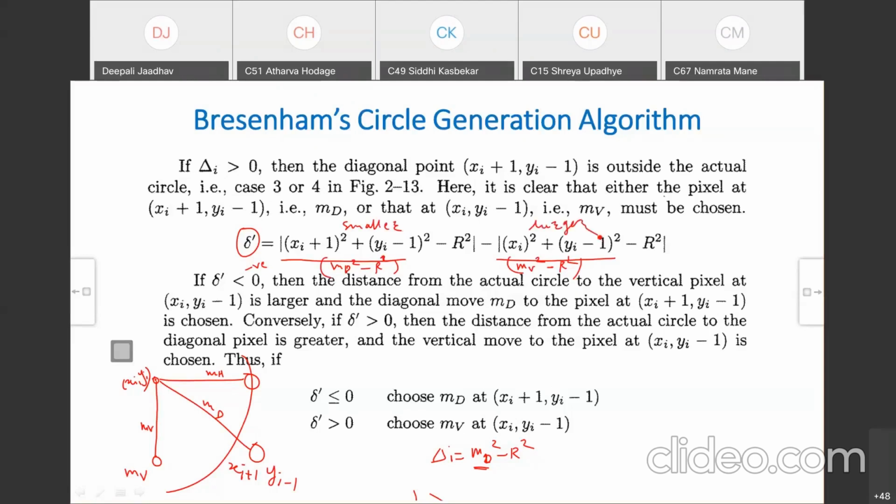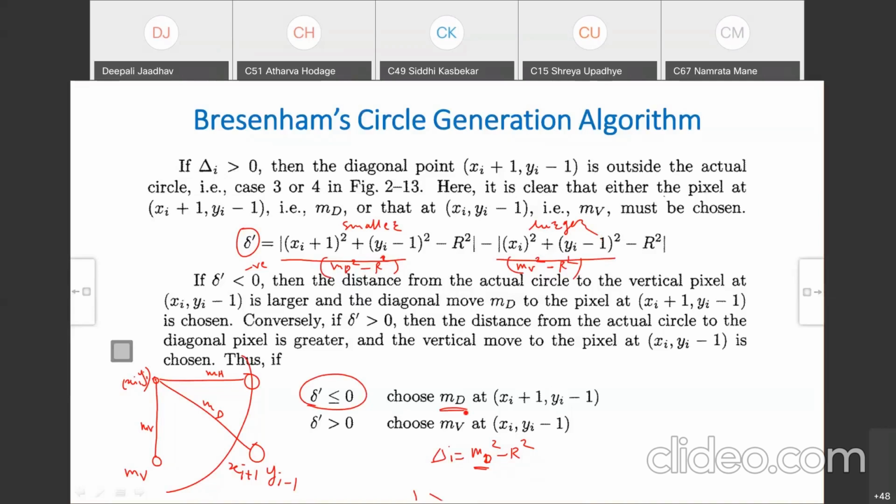Which is smaller? MD is smaller. So if it is negative, then the distance from the actual vertical is larger and the diagonal pixel is smaller. So in that case, the diagonal is chosen. So if delta dash is less than or equal to 0, then choose MD.